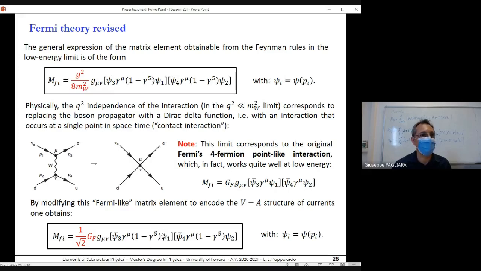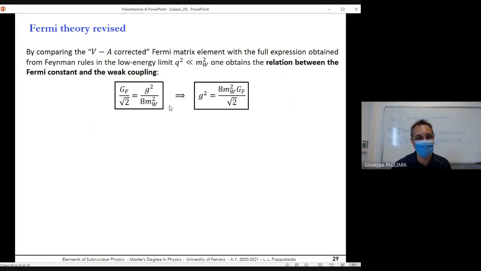The two are both right in this approximation. And so you can make this comparison to evaluate the relation between the Fermi constant and the g, charged current coupling. So this is done here. If you equate the two, you get this relation. So you can derive now g squared as a function of the Fermi constant, and we have here the mass of the W in between.